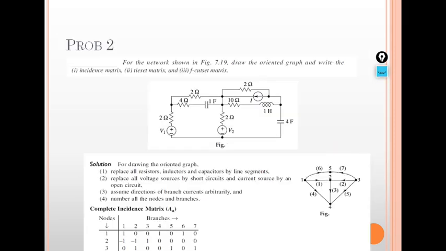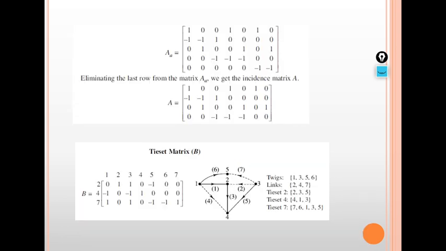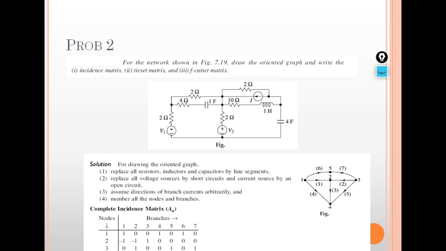Problem 2, we will draw the tie-set matrix. So eliminate the last row, you can get this one, find out the number of possible trees from this, we can draw from this reduced incidence matrix. Now next draw the tie-set matrix. So they have taken 5, 1, 3 and that means 6, 1, 3 and 5 branch to make a tree. 6, 1, 3 and 5.